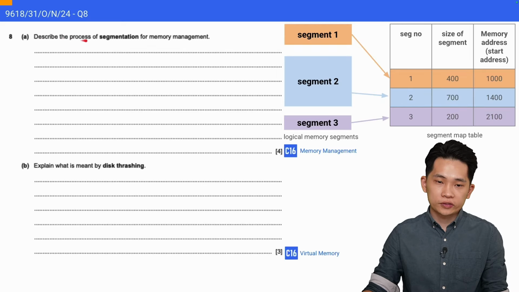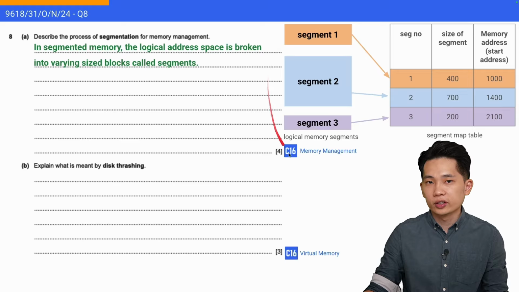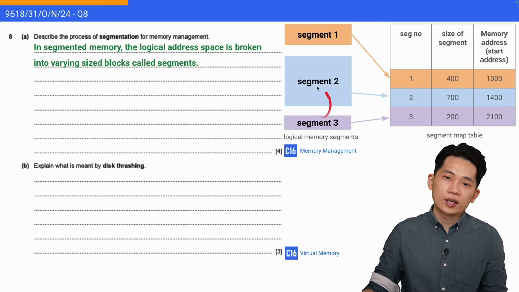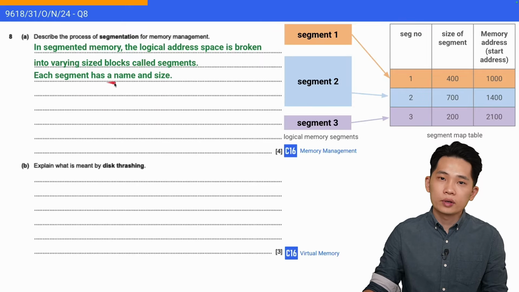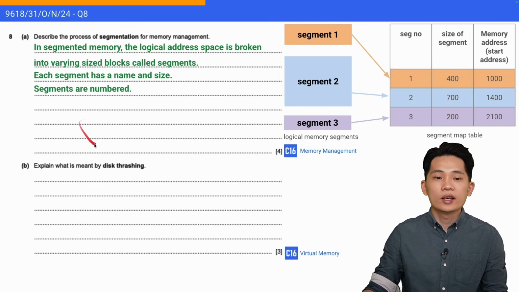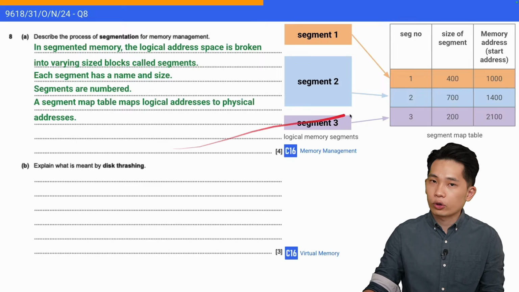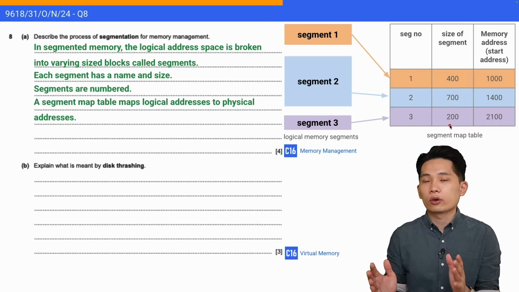Describe the process of segmentation for memory management. For segmentation, we can write, in segmented memory, the logical address space is broken into varying size blocks called segments. If you look at the diagram I show on the right here, the segment can be different size. Next, each segment has a name and size. Then we can write segments are numbered as shown in the table on the right here. To get the last mark, we can write a segment map table maps logical addresses to physical addresses. So if you can remember the diagram on the right here, you just have to convert this diagram into wording form.